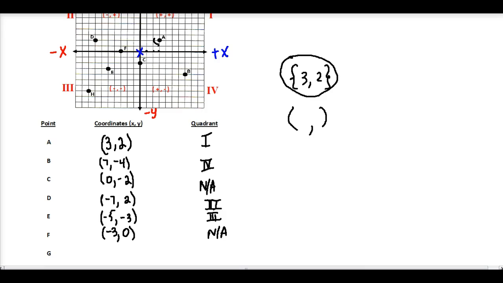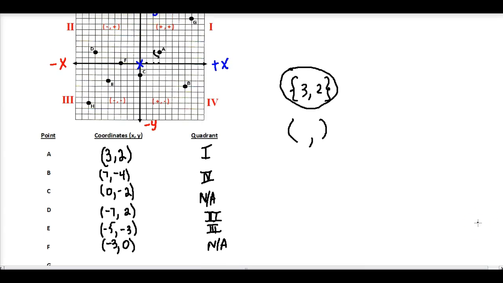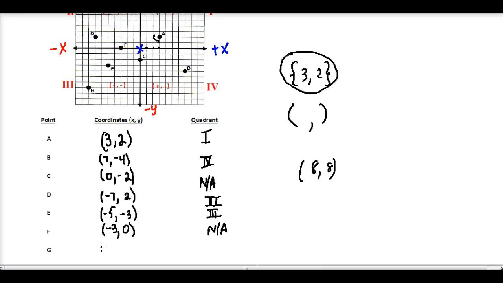Lastly, we look at point G, and we see that point G is way up here. And so we go 1, 2, 3, 4, 5, 6, 7, 8 units in the positive x direction, and then 1, 2, 3, 4, 5, 6, 7, 8 units in the positive y direction. So for G here, we'll see that our point is located at (8, 8), and this particular point is in quadrant 1.